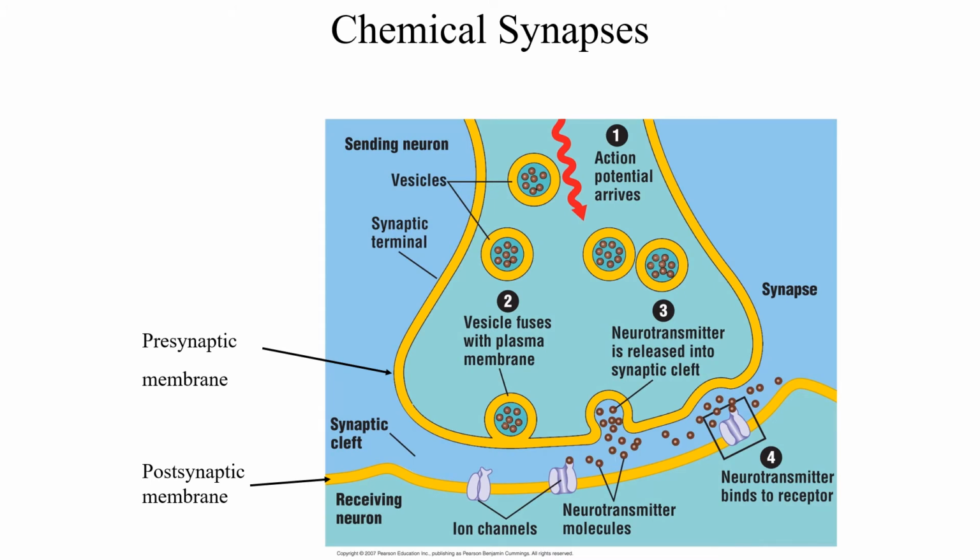Here you can see the axon terminal. Here it's labeled as the presynaptic knob or presynaptic membrane. This portion here, of course, is the axon terminal. And down below we have the postsynaptic membrane, which is actually the sarcolemma of a muscle cell or a neighboring nerve cell.